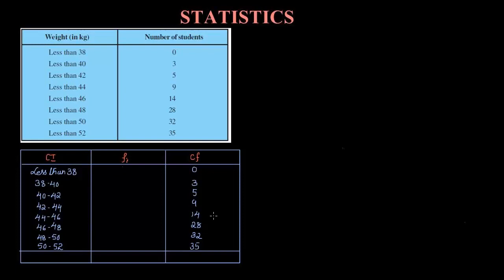The first frequency will be, then the second cumulative frequency is 3. How do we find the normal frequency? We will subtract this minus the number before. So it is 3 minus 0, which is equals to 3. Then we have 5. 5 minus the number before it is 3. So 5 minus 3 is 2. Then you have 9 minus 5, right? So 9 minus 5, which is equals to 4.